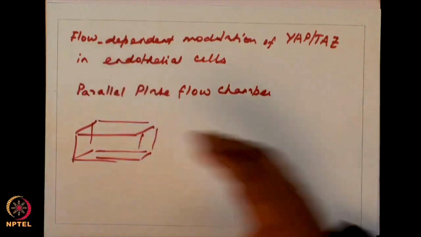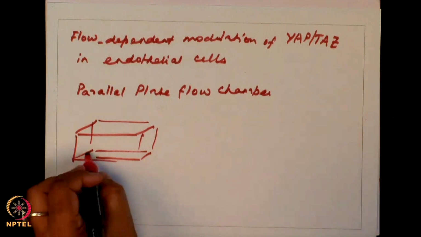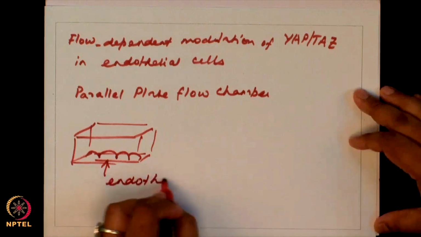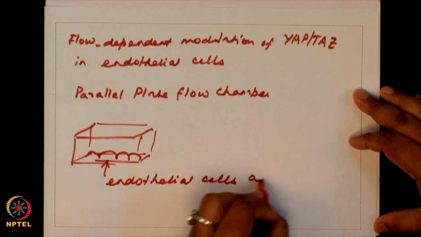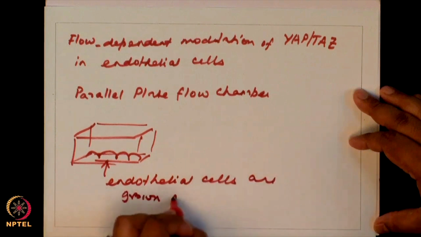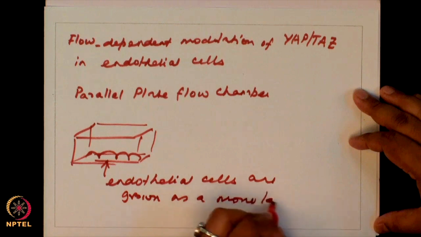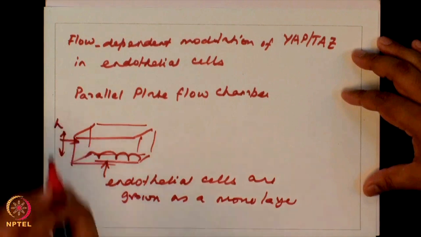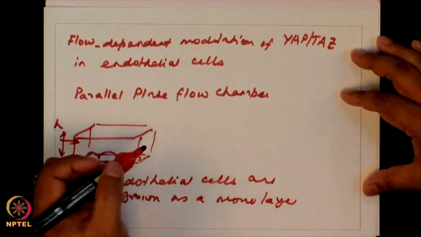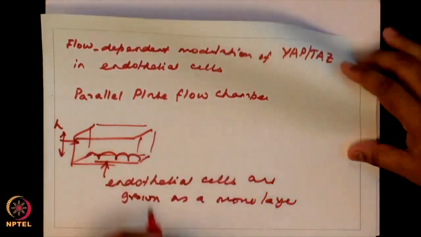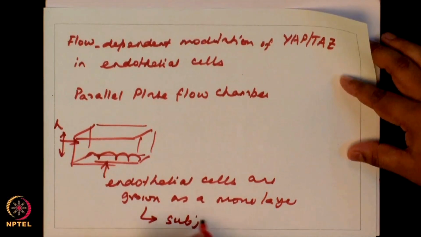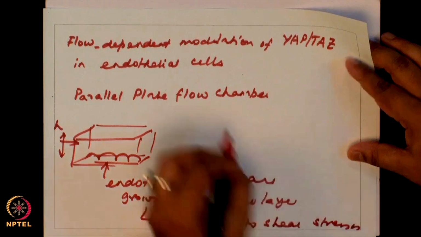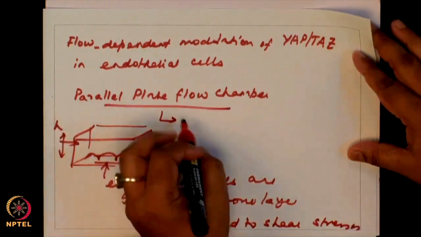If you look at the base, you have endothelial cells grown as a monolayer. And then you have flow. This has a given height. So, you have a flow profile being imposed on the cells. So, the cells are subjected to shear stresses. Using this you can vary the type of flow as steady or laminar.